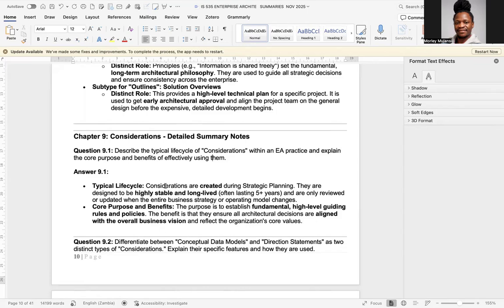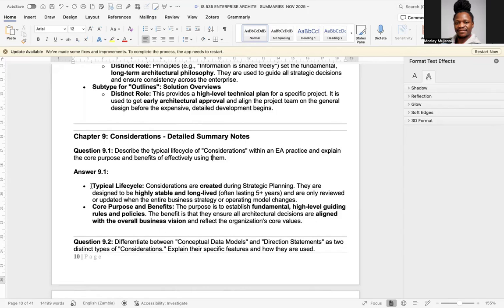And then their purpose and their benefits is that their purpose is to establish fundamental, high-level guiding rules and policies. The benefit is that they ensure all architectural decisions are aligned with the overall business vision and reflect the organization's core values. So that's their main purpose.